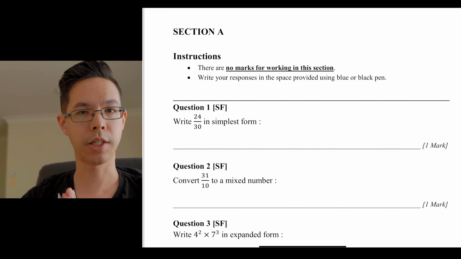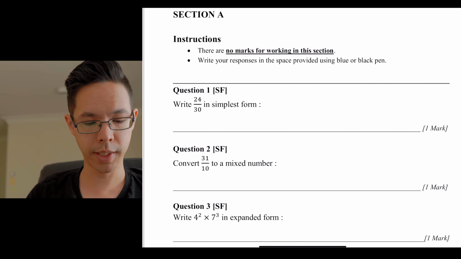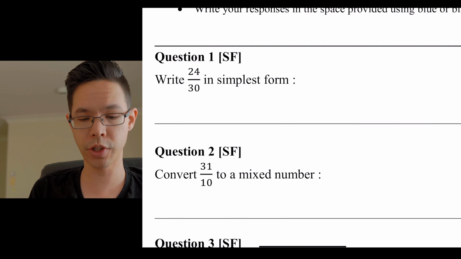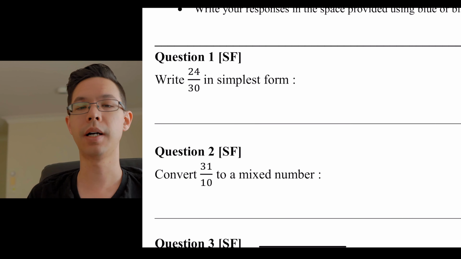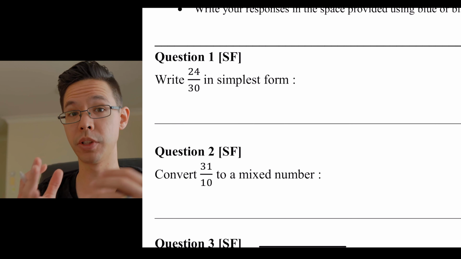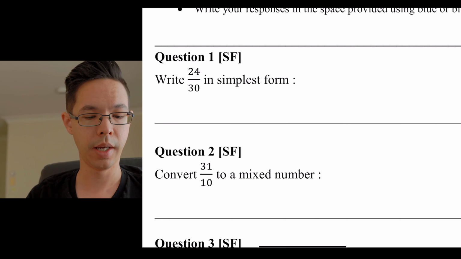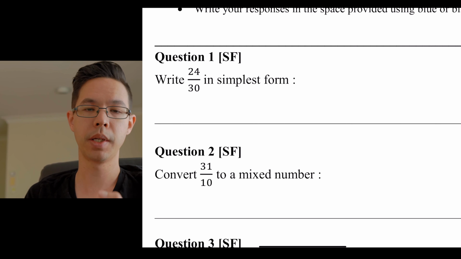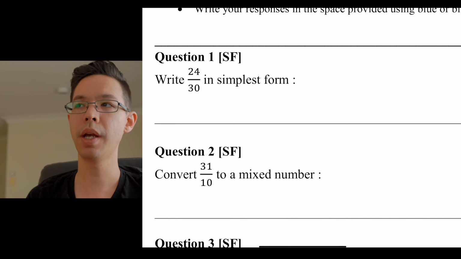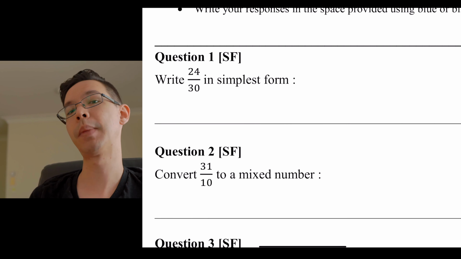Question 1 of section A. Write 24/30ths in simplest form. To simplify fractions, we just have to divide by the highest common factor of both. So we look at the numerator and all of its possible divisors, which are called factors, and we look at the number 30 on the bottom to see all of its factors and try to find if there's a similarity between the two, and if there are some, we want to pick the biggest one possible.